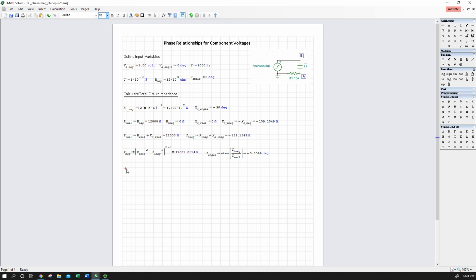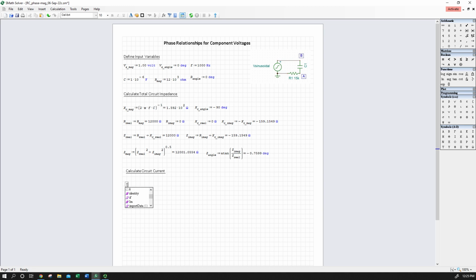So we'll give ourselves another little header. Calculate circuit current. We could say total circuit current, but it's a series circuit, so there's one current. So keep it simple there. And in order to do this, we're going to, of course, apply Ohm's law. So we can define current using our same kind of scheme.